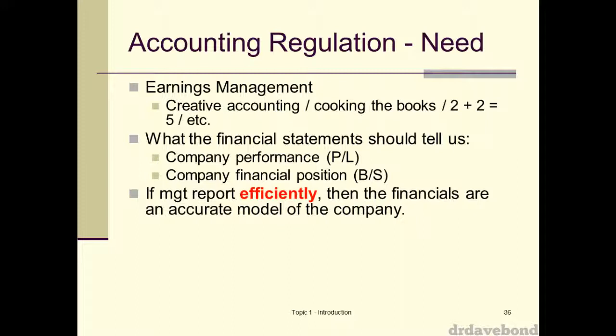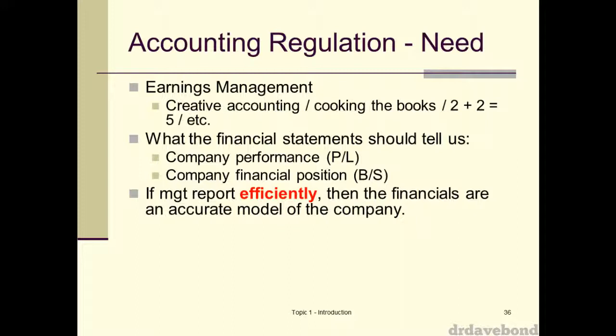If management report efficiently, when you read an annual report and see that they have a profit of $100 million, that is as free from bias as can be. That is as true and fair a representation of the company as can be. Management haven't gone, oh, we'd like it to be a bit higher, let's make it 110. $100 million is as good a number as they can get.